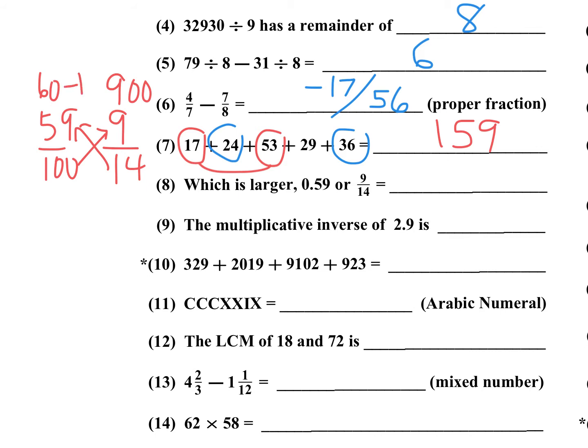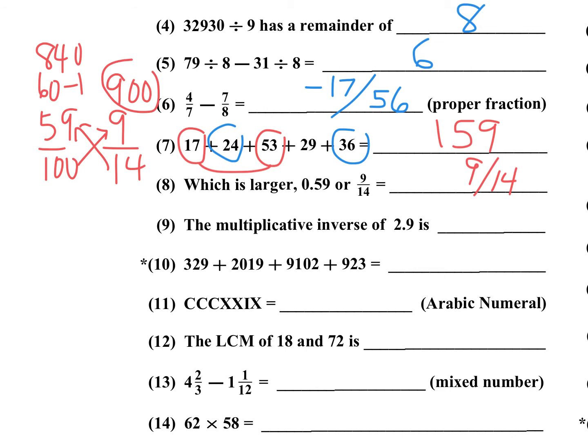60 times 14 is 840, minus 1, minus 14, 840. Regardless, if this was 840, you already know that 900 is larger than 840, so your answer is going to be 9/14. So the answer here should be 9 over 14.